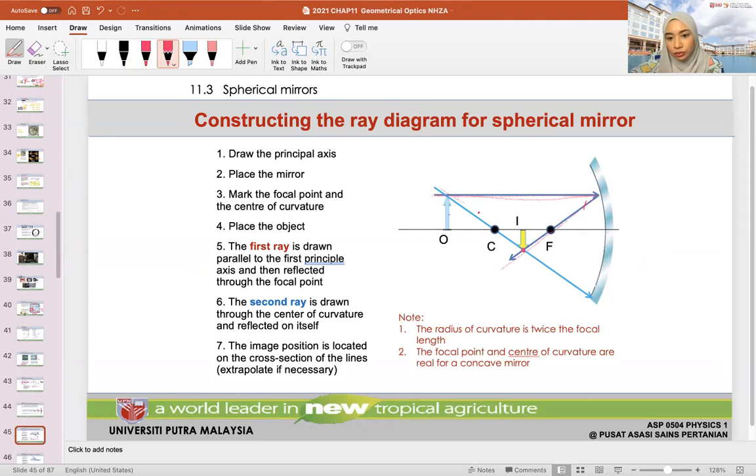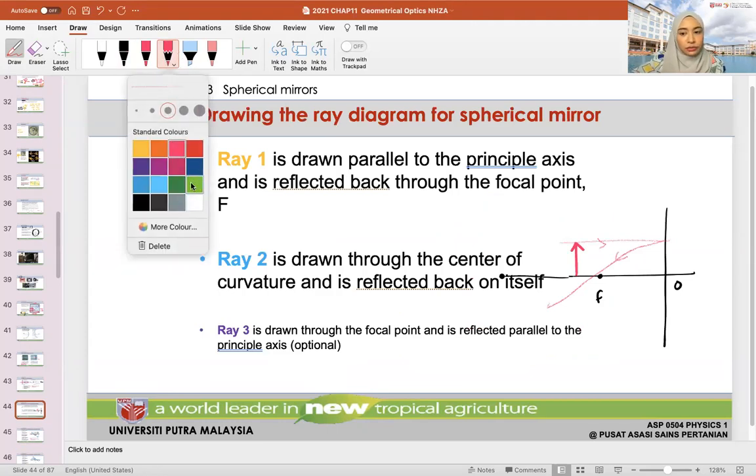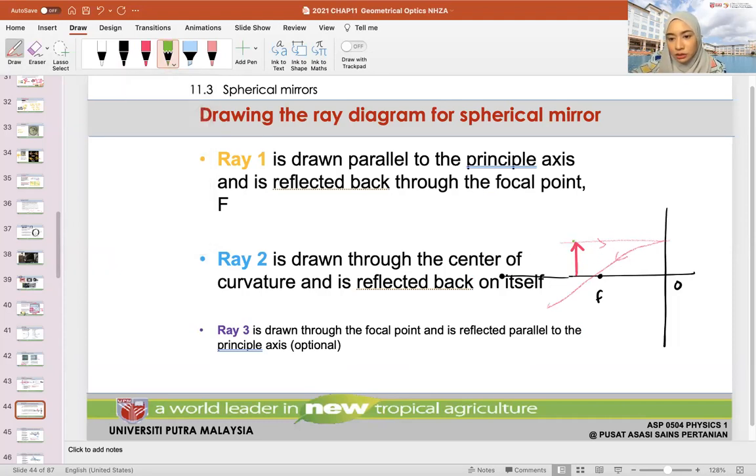This one is through the center of curvature. So it starts from the top of the image. Earlier, I placed my object here, right? Okay, let's see how different it is. Let's do green for ray number two. So it has to go through the center of curvature. So it starts from the top.